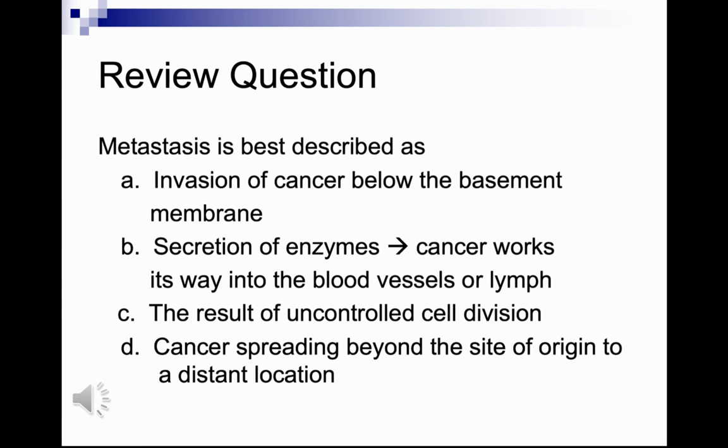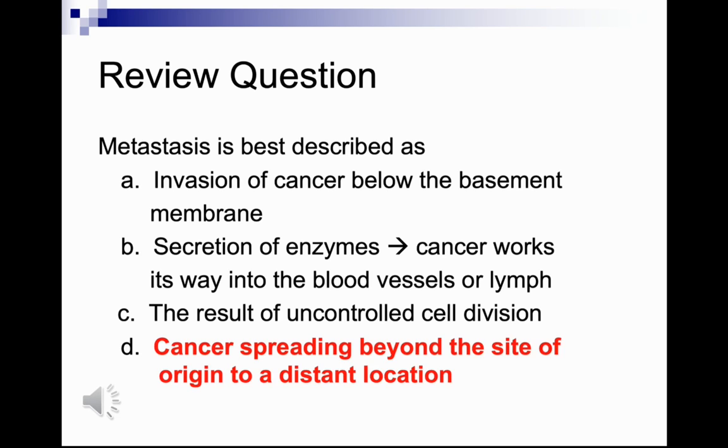Metastasis is best described as A. Invasion of cancer below the basement membrane. B. Secretion of enzymes. Cancer works its way into the blood vessels or lymph. C. The result of uncontrolled cell division. Or D. Cancer spreading beyond the site of origin to a distant location. And the answer is D. Metastasis is best described as cancer spreading beyond the site of origin to a distant location.